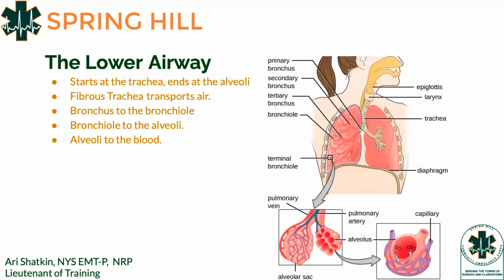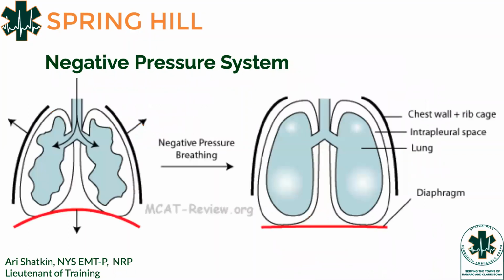into the alveoli, which circulate into the blood, right? In the alveoli, oxygen goes in and carbon dioxide exits. Our respiratory system in general relies on a negative pressure system. Anyone know what a negative pressure system is?